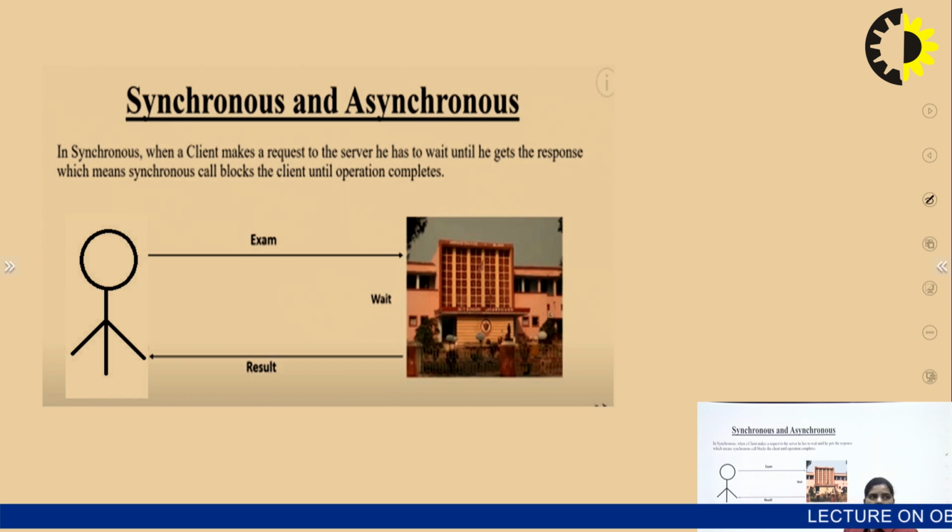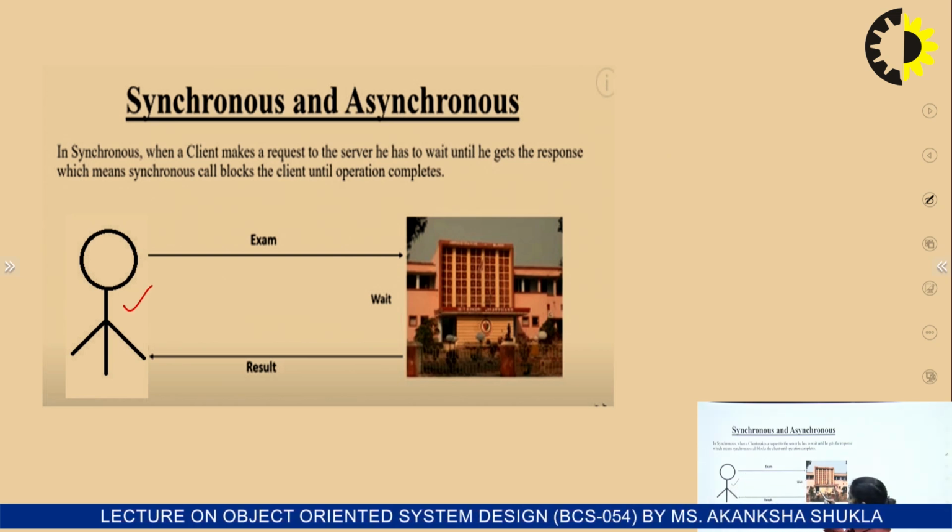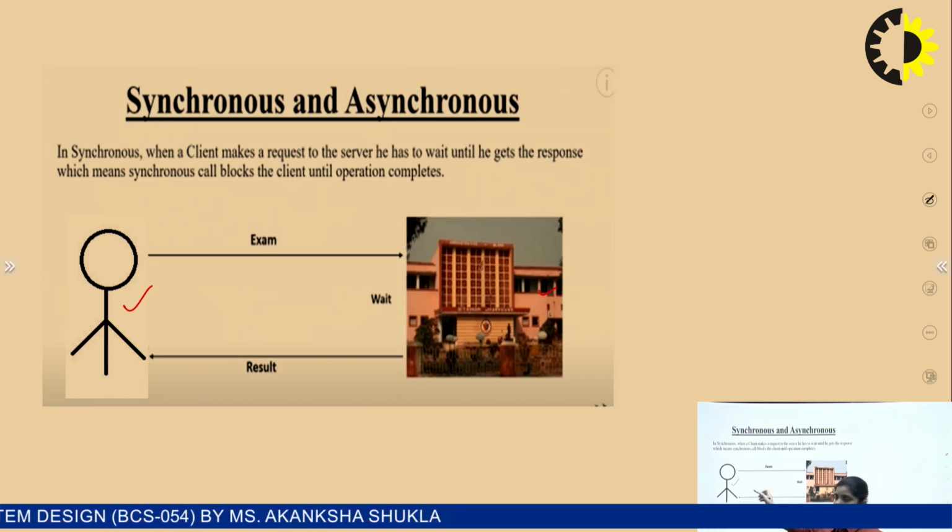Now what are the synchronous and asynchronous messages in this particular sequence diagram? Basically in synchronous, whenever a client makes a request to the server, it has to wait until it gets the response, which means a synchronous call blocks the client until the operation completes. So here the user or the actor is sending a message, and until that actor has a reply from the server, he or she has to wait for a particular period of time.